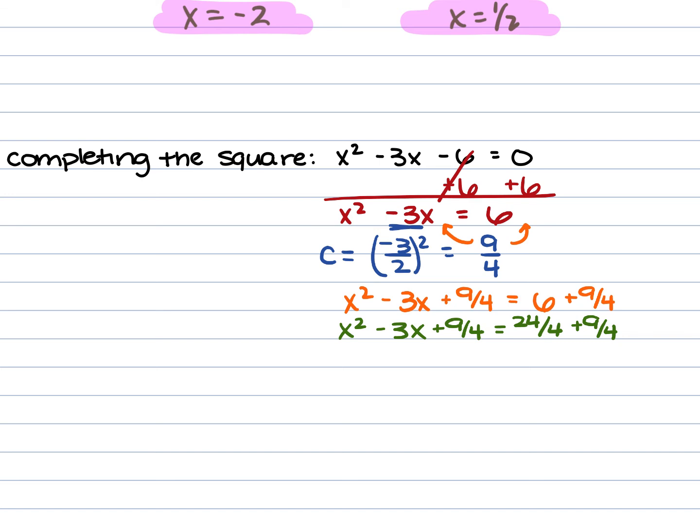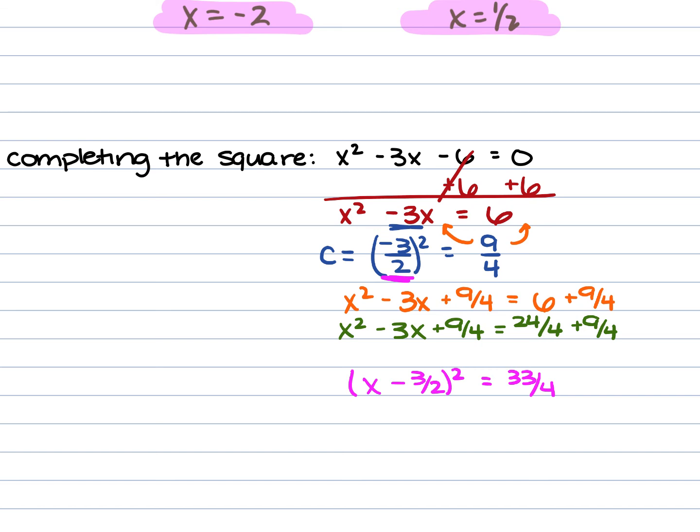From here, we're going to add the right side. We're going to factor the left side. To factor the left side, look at the term that you squared that was in the parentheses. It's that negative 3 halves. So this factors out to be x minus 3 halves squared is equal to 24 plus 9 gives us 33 over 4.